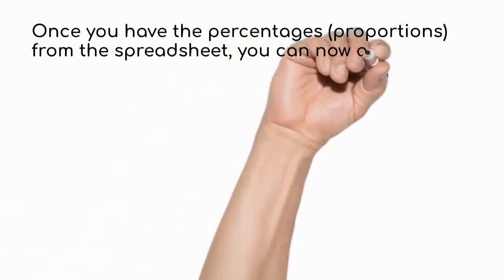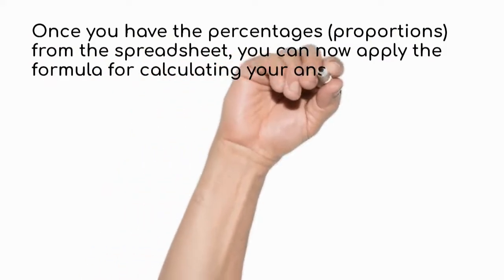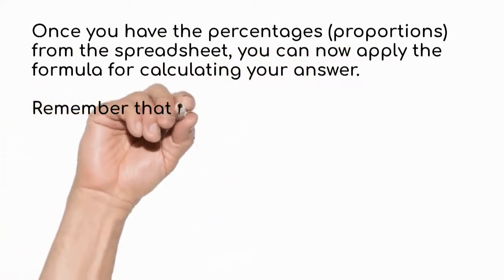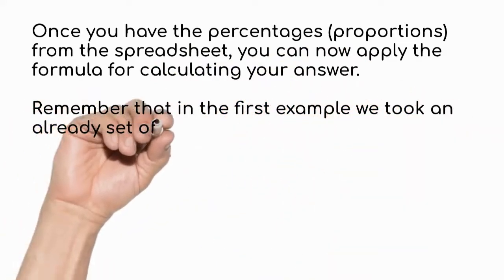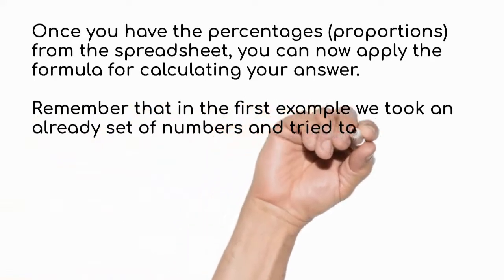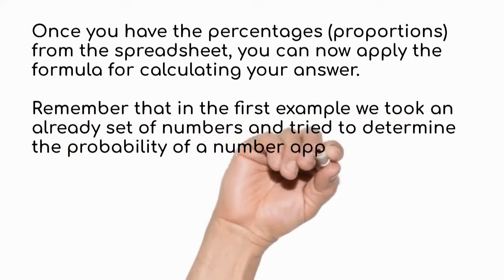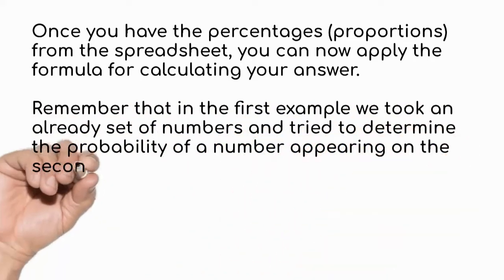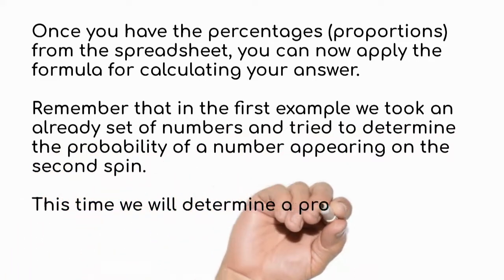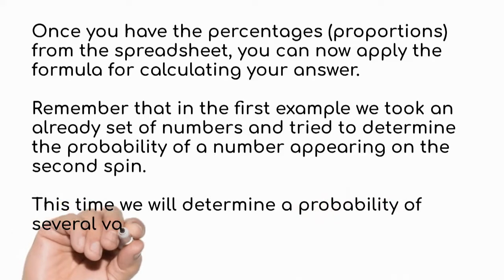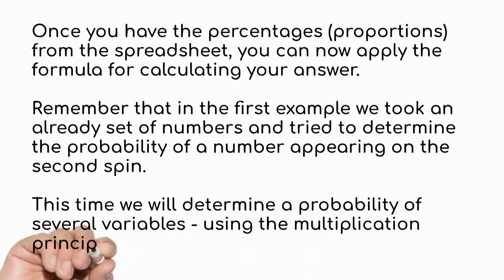So once you have the percentages, also called proportions, now you apply the formula for calculating the probability. So now, remember that in the first example, we had an OR, right? We had already existing numbers, and all we were trying to do was figure out a probability of getting that second number, getting the second spin on that. Well, in this case, we're going to do an AND. So what we're trying to determine is what they call a joint probability, several variables. And we're going to use what they call the multiplication principle.